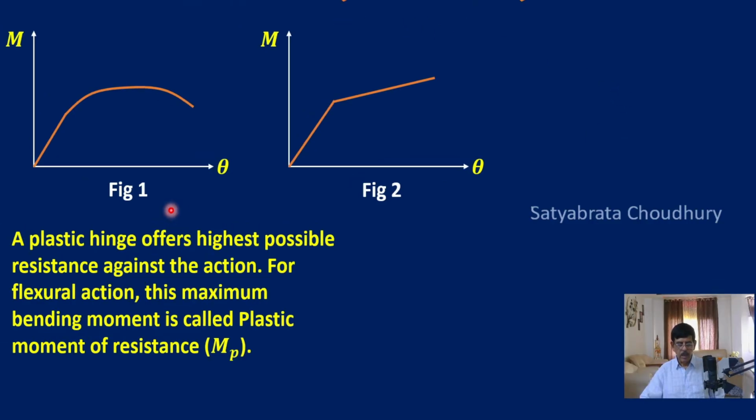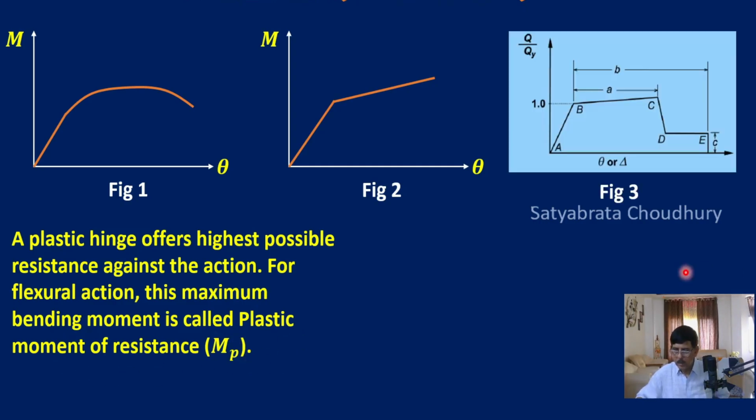For nonlinear behavior, we have taken the first diagram, figure 1, moment versus rotation. The second diagram is also moment versus rotation, but this was a curvilinear diagram and we have idealized it to a bilinear representation. A plastic hinge offers the highest possible resistance, as we have discussed, against the action. For flexural action, this maximum bending moment is called the plastic moment of resistance, MP.